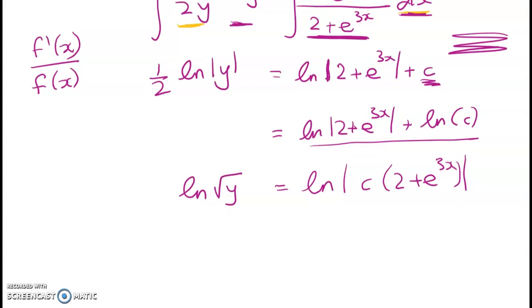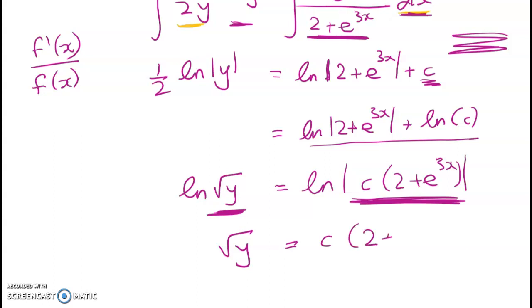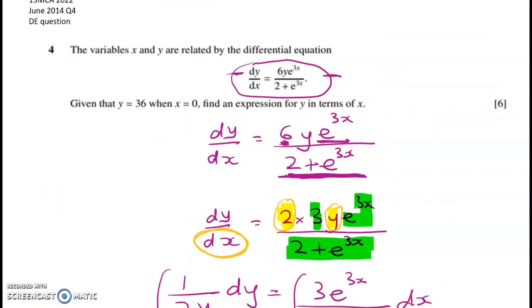Now, if you take a look at what we've got here, what that means is I've got the natural log of something is equal to the natural log of something else. That means I can exponentiate both sides, do e to the power of both sides, and I get root y is equal to c times 2 plus e to the 3x. So we're getting pretty close to the end here. I have to find an expression for y in terms of x, right?